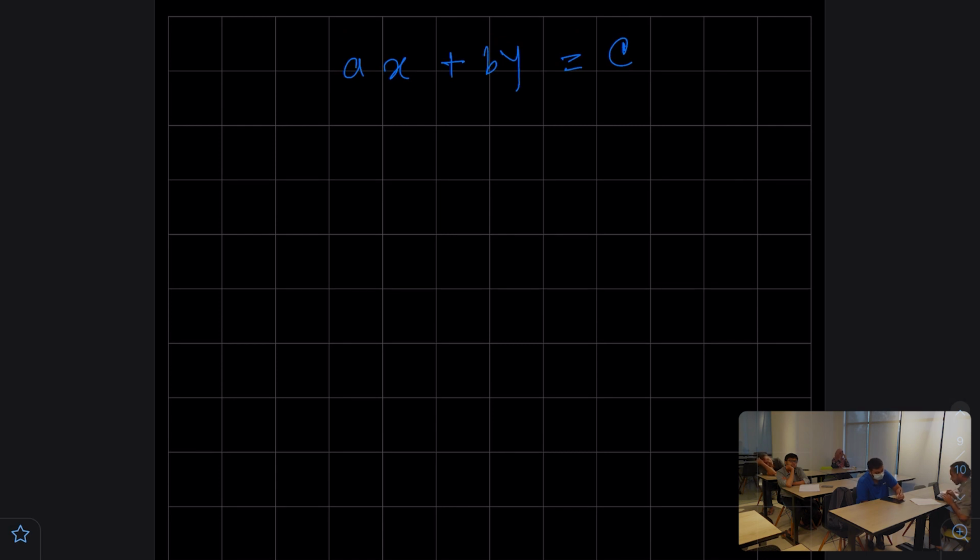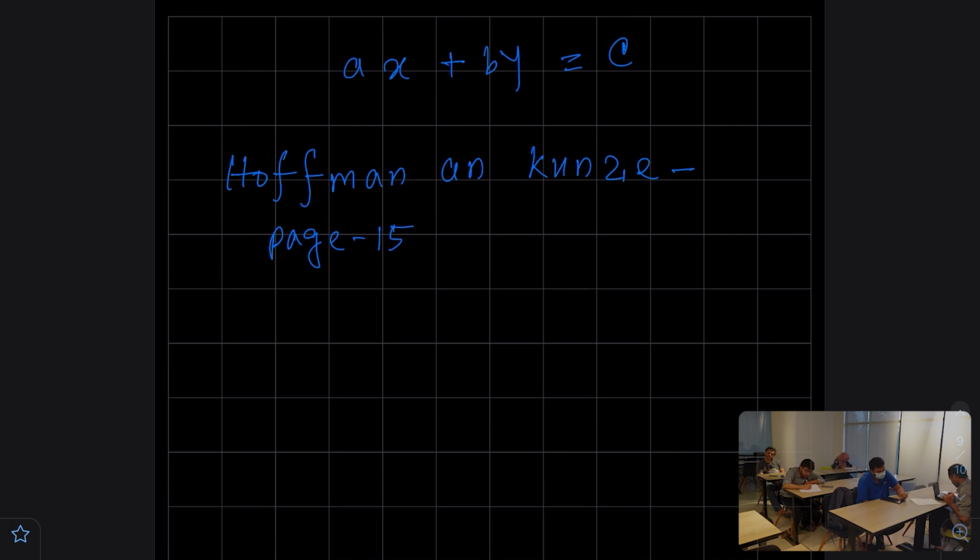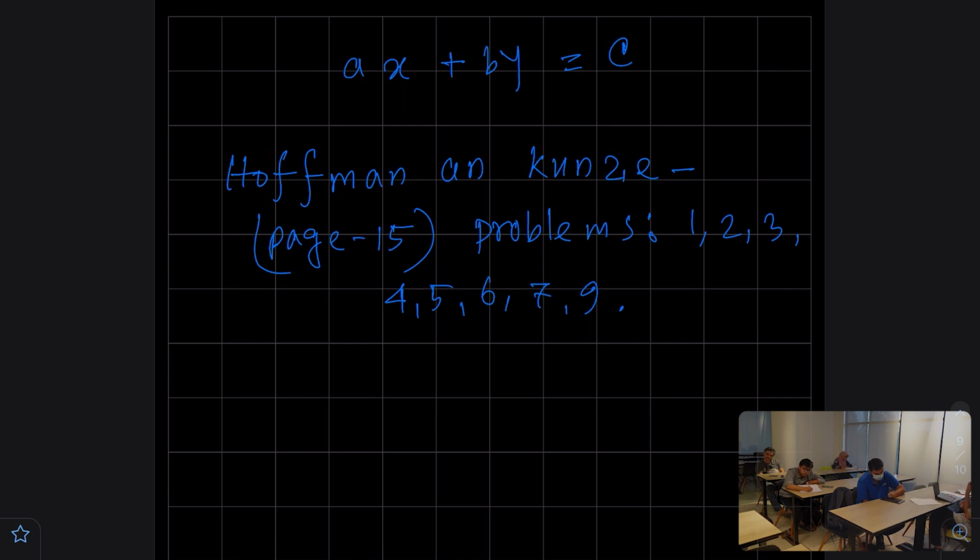So this is a solution of the system AX equal to Y, and you can exercise some problems from Hoffman and Kunze. The problems are from page 15. Problems 1, 2, 3, 4, 5, 6, 7, and 9. Okay.